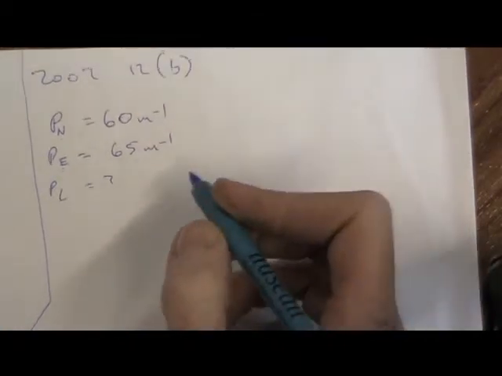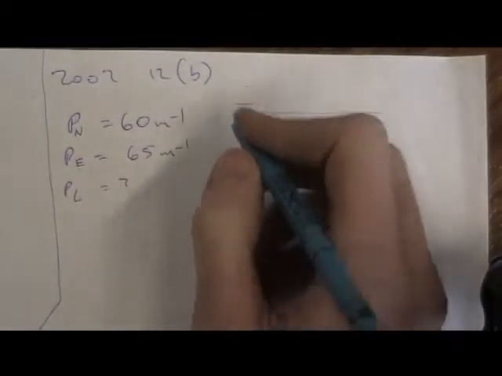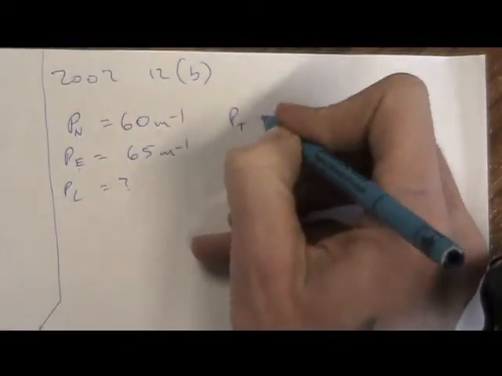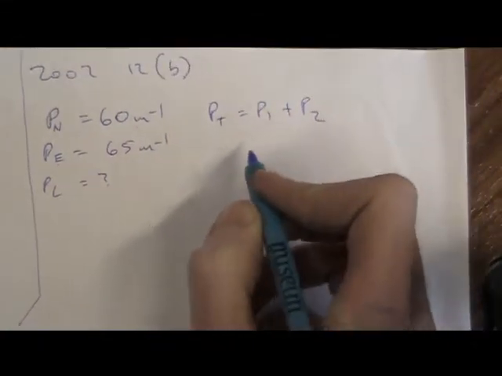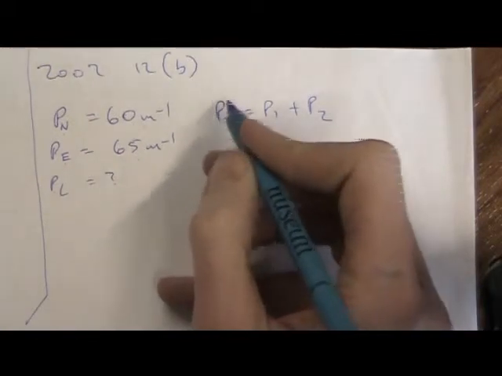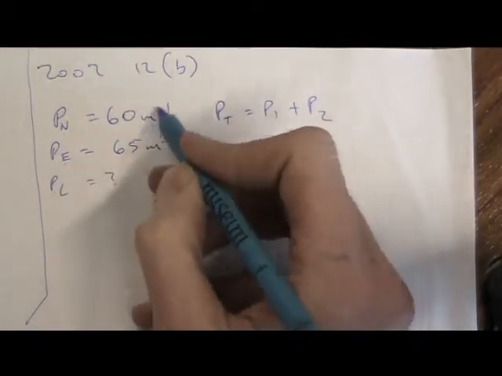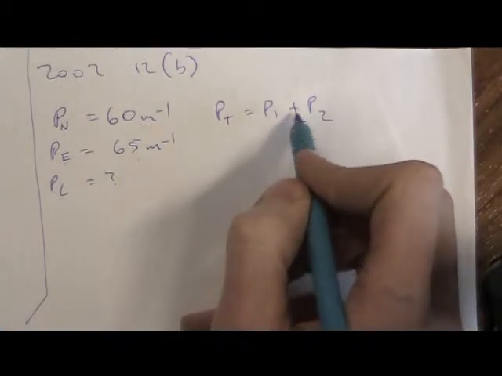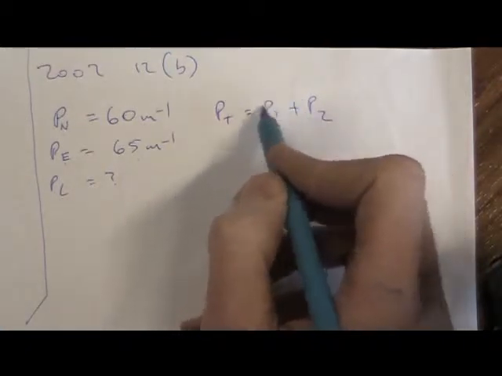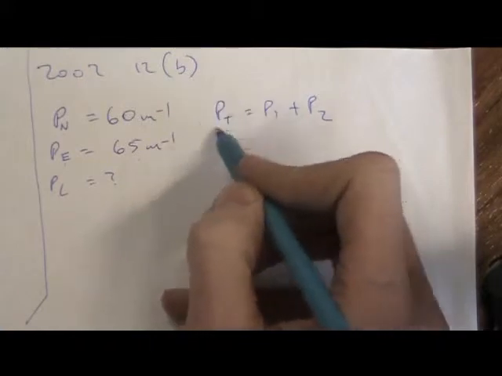The formula for this type of question, as you know, is power total equals power 1 plus power 2. Now, what's power total? That's what we're trying to get, which is normal eyesight. If you're an optician, you add the power of the person's eye to the power of the lens that you're going to give them, and the two of them together should give you normal eyesight.